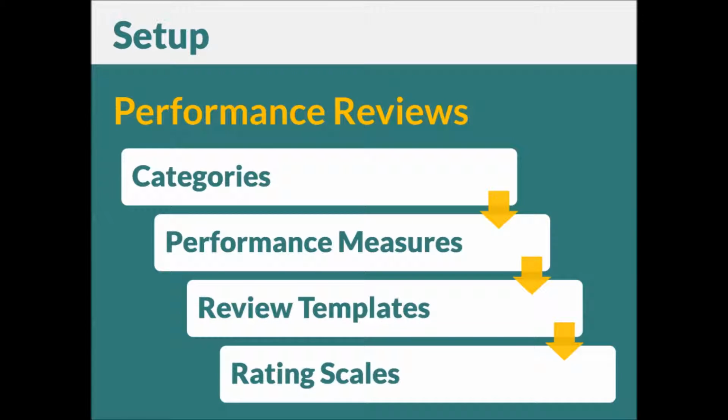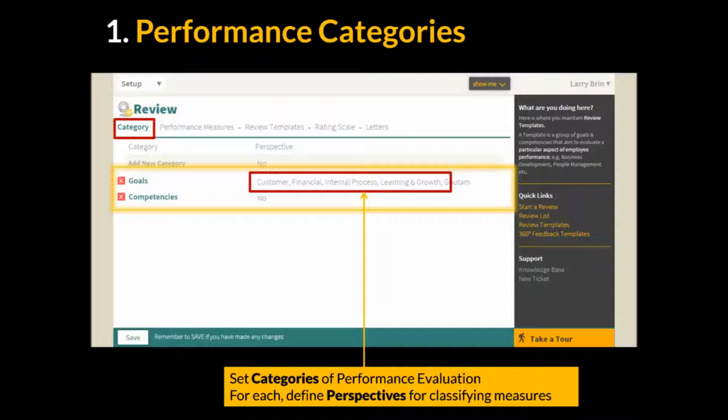The key configurations here are setting up the categories of evaluation, a library of performance measures, review templates, and rating scales to evaluate employees. Let's first look at how you can maintain performance categories. Say in your company you evaluate employees distinctly on work goals and competencies. In GroSum you can set these up as performance categories. Now let's say that work goals are classified by balanced scorecard perspectives, that is customer, financial, internal process, learning and development. Yes, you can set these as perspectives for each category.